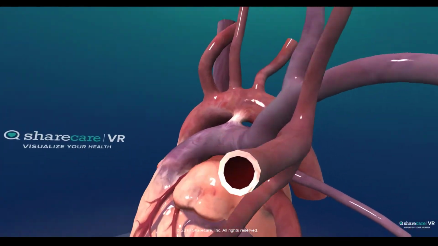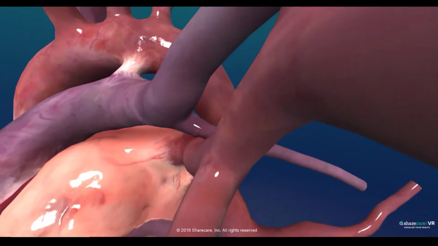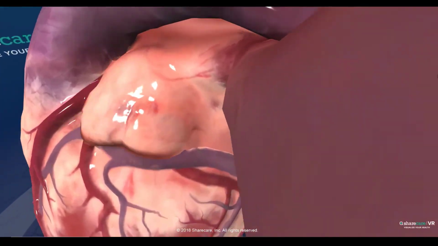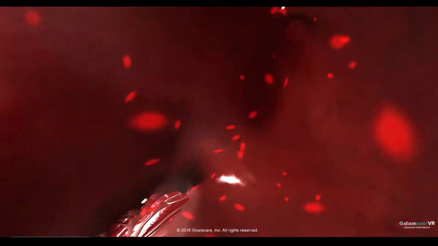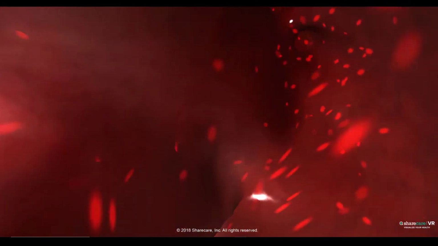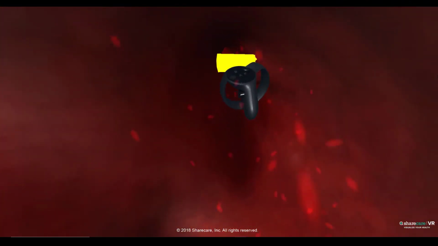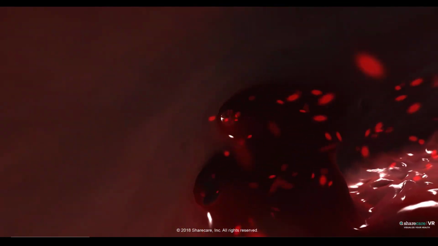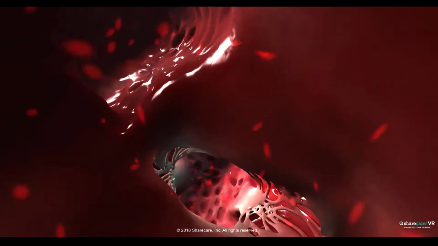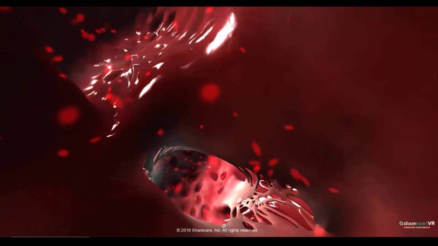Right. So if we are going through, ready, here we go. We're going to be a blood cell again. We're moving in through the left pulmonary vein, and we end up in our left atrium. You can see these are the right pulmonary veins. If I look back, you can see the left pulmonary veins, and we are in our left atrium now.